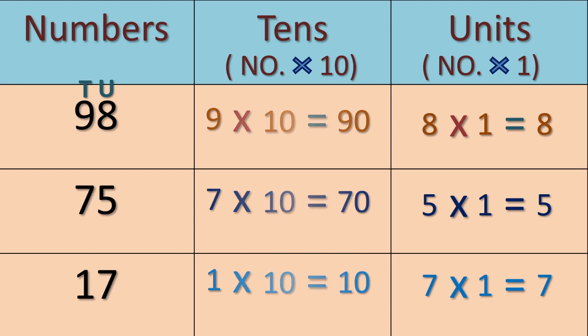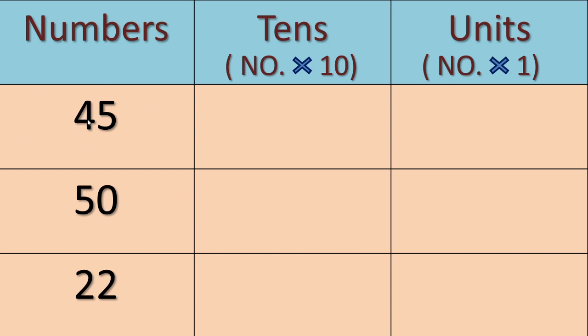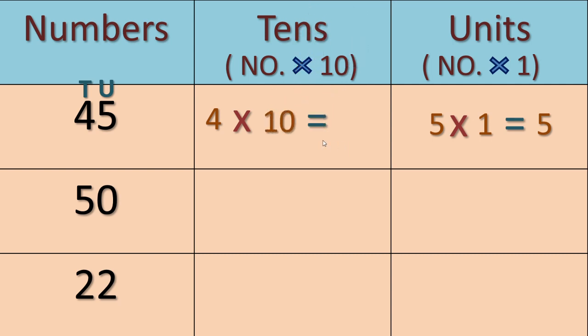Some more we will practice. Here 45, 50 and 22. Okay, here 5 is in the unit place and 4 in the tens place. Means all these numbers, they are in the unit place and these numbers below T, they are in tens place. Okay, we'll begin. 5 in the unit place. So 5 multiplied by 1, that is equal to 5. 5 ones are 5. And 4 multiplied by 10, because 4 is in tens place, that is 4 tens are 40.